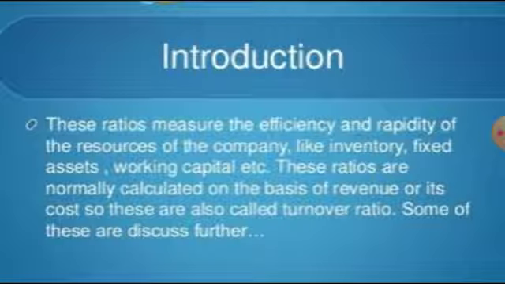So what are activity ratios? These ratios measure the efficiency and rapidity of the resources of the company like inventory, fixed assets, working capital, etc. Inventory means stock, the other name for inventory is stock. These ratios are normally calculated on the basis of revenue or its cost. So these are also called turnover ratios.